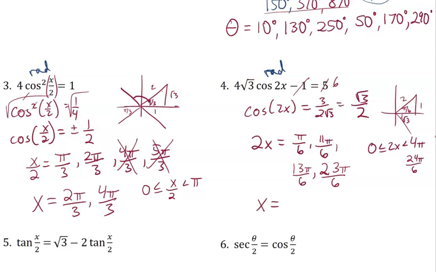So we get that x can be, and dividing by 2 just doubles my denominators. So I get pi over 12, 11 pi over 12, 13 pi over 12, or 23 pi over 12. And those are my 4 options.